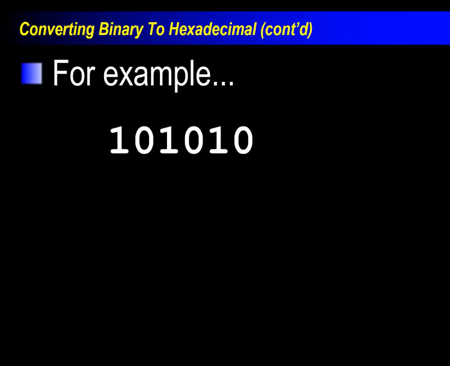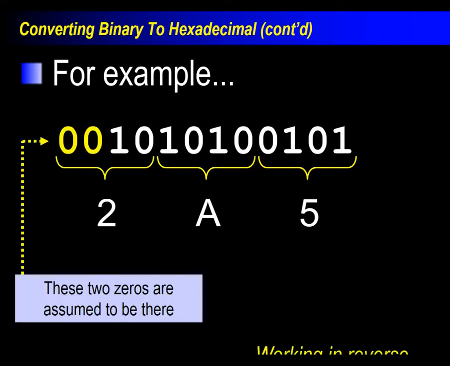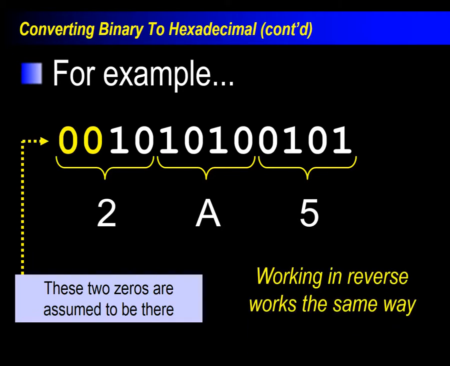So here's an example. Here's a binary number. So starting at the point where the decimal would be, I group off 4 digits. Look that up on the lookup table, and I realize that's the number 5. And then I grab the next 4 digits, and I find that's the letter A on the table. That one doesn't have 4 digits, but you can always assume there's leading zeros, and that's 2. So this binary number represents 2A5 in hexadecimal or base 16.